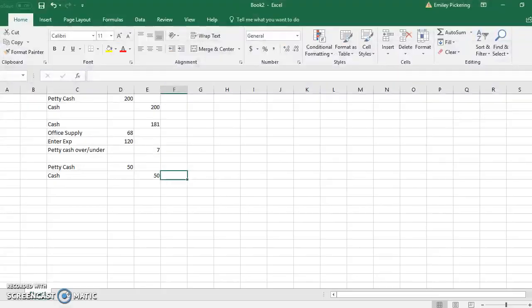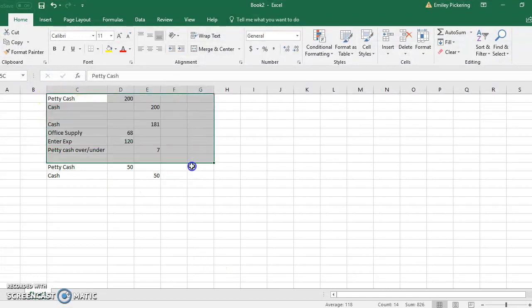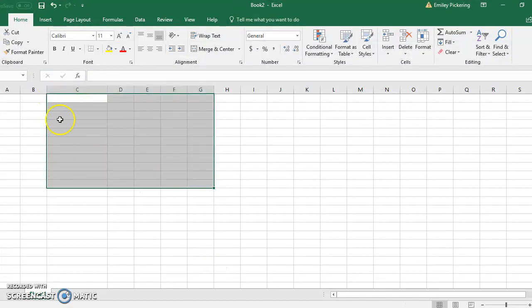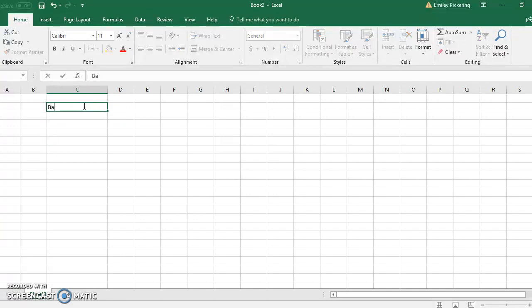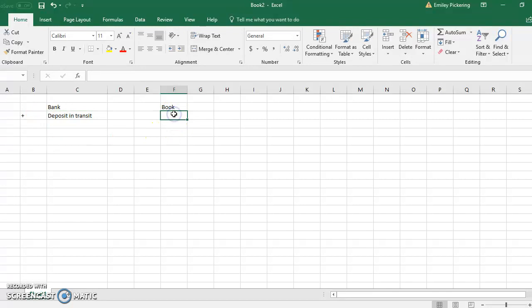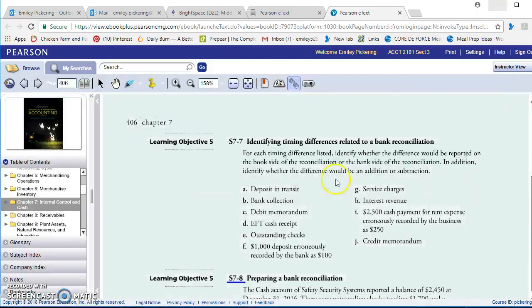So what I'm going to do is, let me erase this since we've already done this one, I'm going to have a bank side and then a book side. And so I'm going to add a deposit in transit over here. Okay, something that you already knew about, you've already added it to your side, but the bank has not.